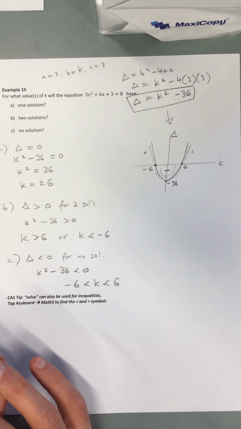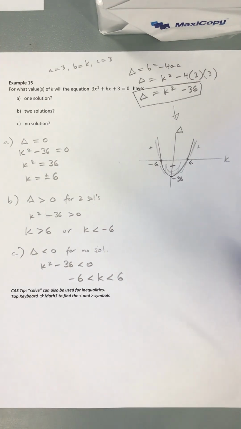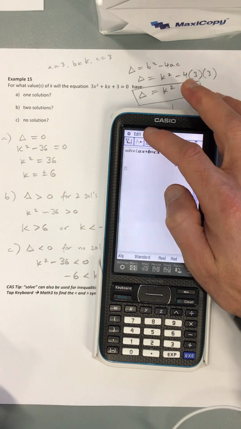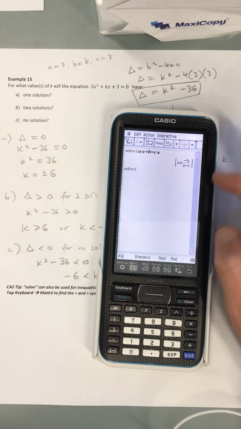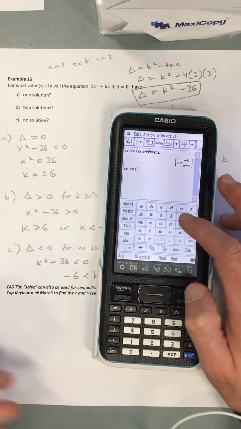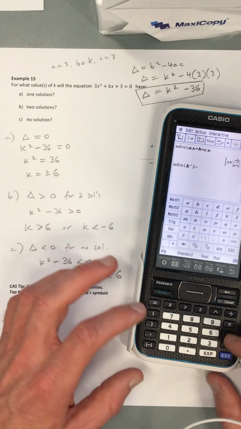That's a really tricky type of question. Thankfully, sometimes they're calculator allowed. So if it was a calculator allowed question, what we could do is use solve on the CAS, but just set it up with inequalities. So pop this on the screen really quick. If we go action advanced solve, and we can even use k instead of x if we want to, but we could use solve k squared minus 36.